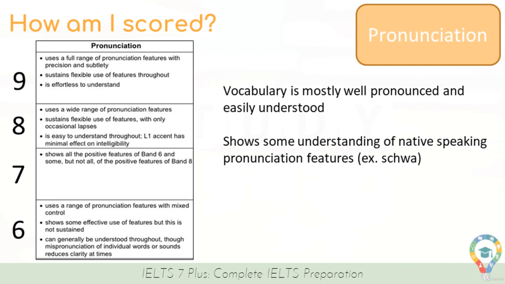So here are a few pointers for getting at least a band 7 in pronunciation for IELTS speaking. Your vocabulary is mostly well pronounced and easily understood. You show some understanding of native speaking pronunciation features, such as the schwa. Now there will be a lesson purely on pronunciation later on in this section of the course, and I'll share with you some features of pronunciation that you can easily practice and use in the IELTS speaking test.